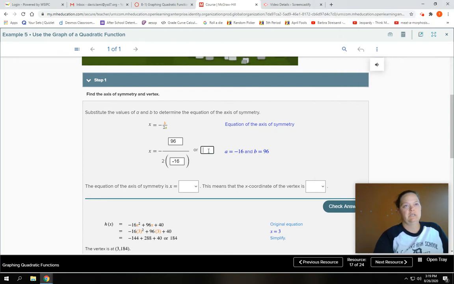Simplifies to 3, it says. The equation of the axis of symmetry is x equals 3. This means the x-coordinate of the vertex is 3. Doing good so far.